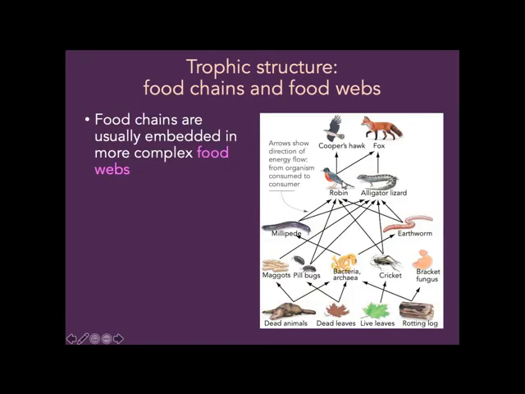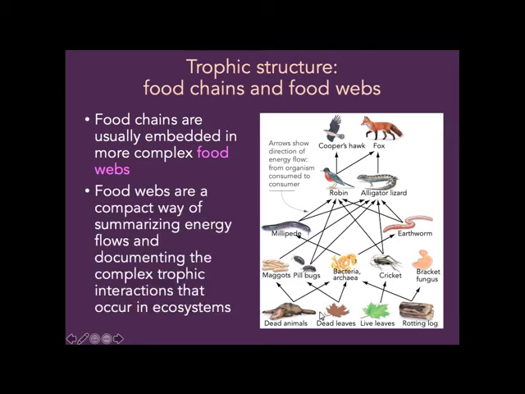All right. We don't usually just show simple food chains because food chains tend to be embedded in more complex food webs. So, for example, maggots and bacteria are going to eat dead animals, and they are each participating in a different pathway, right? And so we will just use these food webs as a nice compact way to summarize the flow of energy and document the different kinds of trophic interactions that happen in ecosystems. Oh yeah, again, they keep saying that crickets eat live leaves. No, they don't. I fixed it.